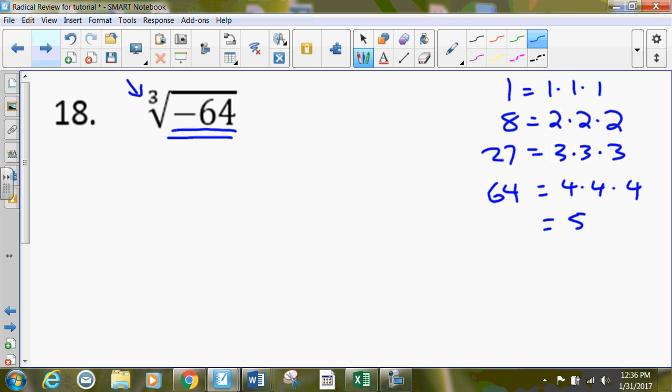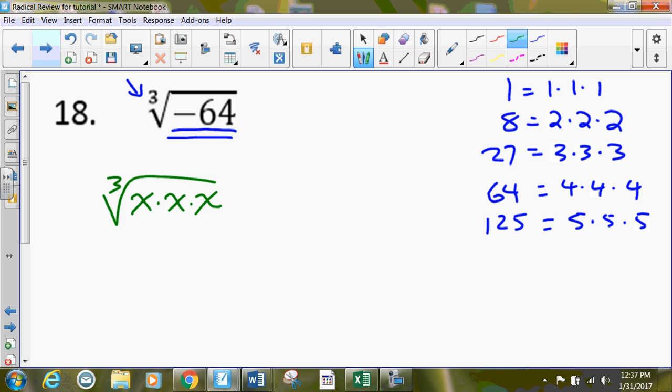No, we also know 5, right? 5 times 5 times 5 is 125. That's where I'm stopping. Okay, so now we need to become flexible with our perfect cubes. When we have a cube root, it's saying nobody gets to come out unless there are 3 of them. For instance, if we had 3 x's here, they would come out, because the rule is if there are 3 of the same things being multiplied underneath the cube root sign, they get to come out.